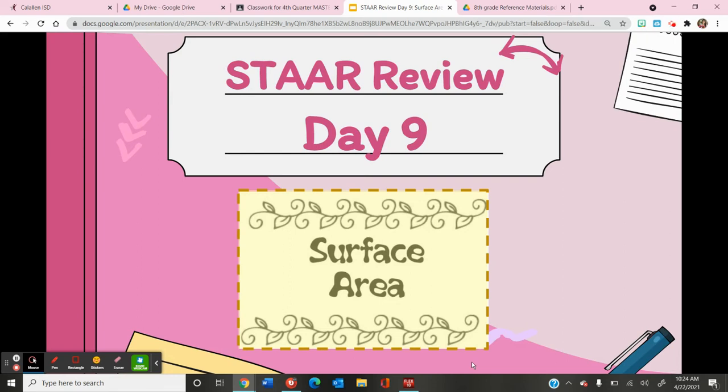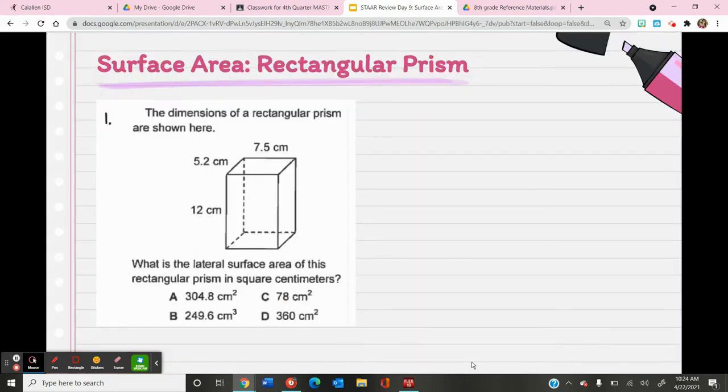of your STAAR review, and in this video we will be covering surface area. Now you should have already glued in your foldable for surface area, and this would have been at the top of page 8. Now I'm going to go ahead and get into this. So folding up your foldable, you should see numbers 1 and 2.